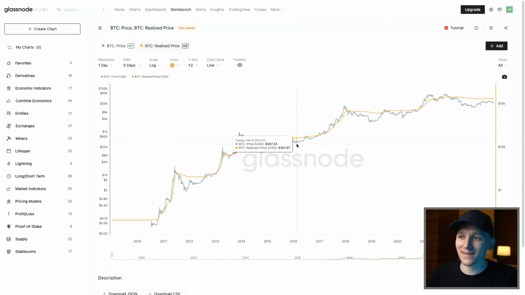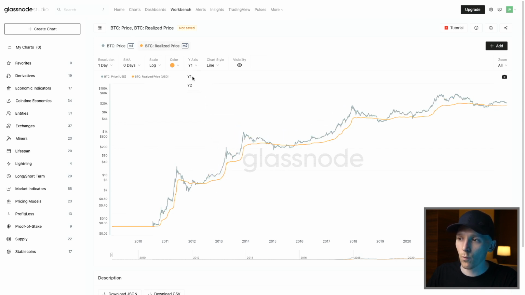Now, when you add a metric, you can see M1 and M2 here. So metric 1, metric 2. You can see that they're on different price axis and scales. And so what happens is you see that on the right and left-hand side, the different axis, right? So this should be the Bitcoin price axis, and this should be the realized price axis or scale as well. So what we're going to do here is put them on the same scale just to see how they react. So I'm going to go to axis here, and I'm going to click Y1 for that.